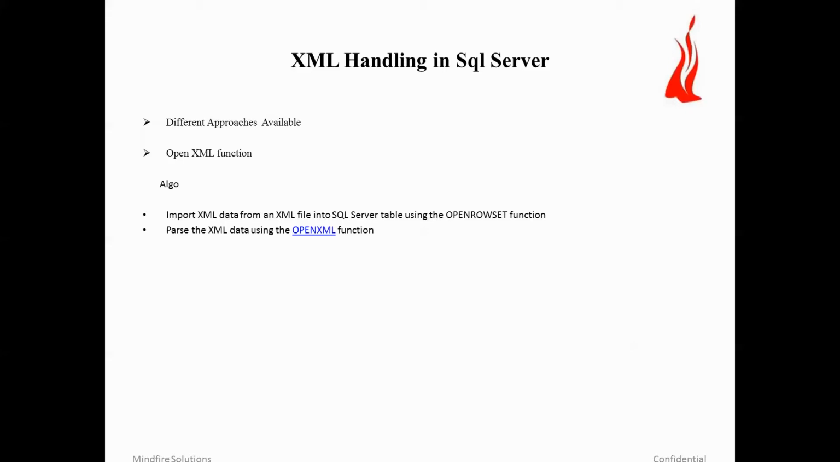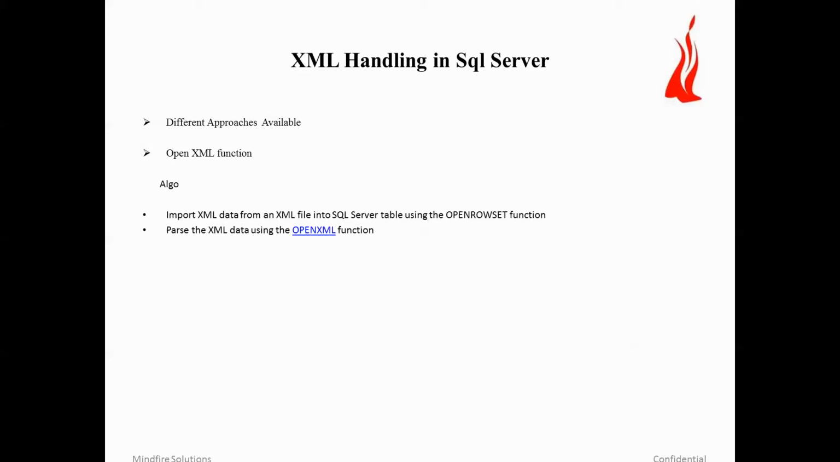We can handle the XML using the XML nodes, or we can use the Open XML function, which is an inbuilt function which SQL Server provides us. So, in this video, we'll be using the Open XML function to read out the XML files and then accordingly store the data from XML attributes into the SQL Server columns.